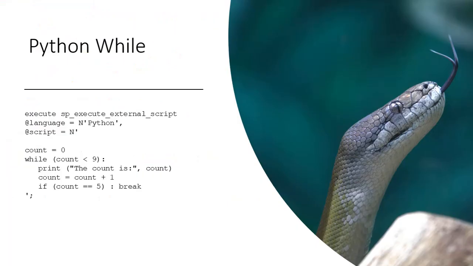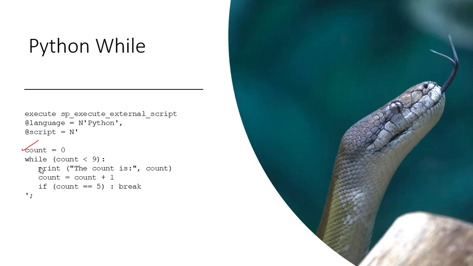This example is going to use a while loop in Python. So here at the beginning, we set count equal to 0. And we say while count is less than 9, then we'll do what's inside the loop.